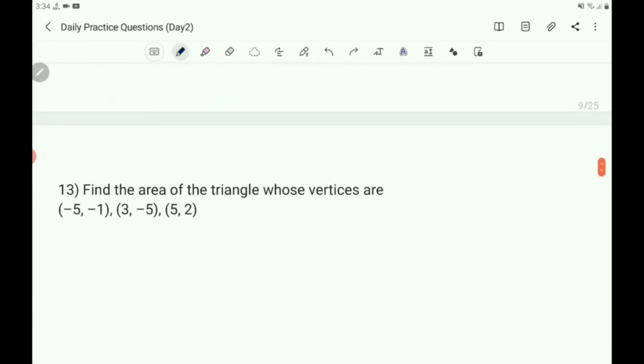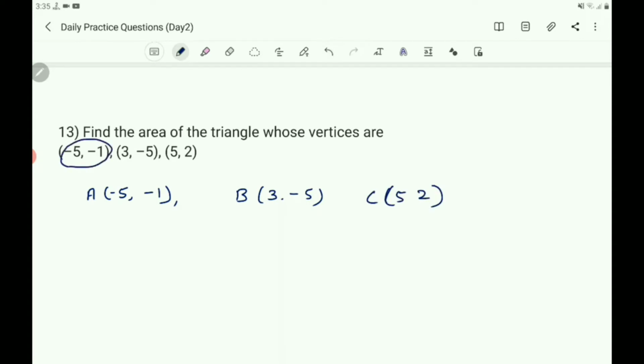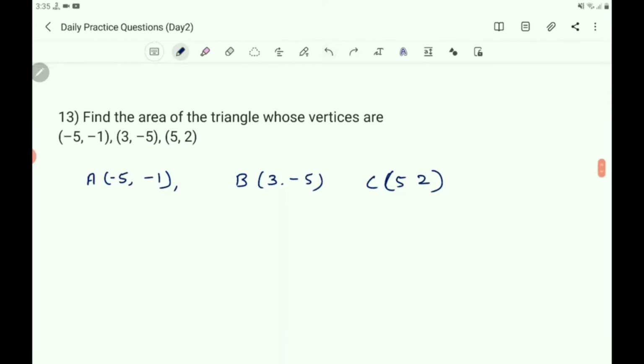Now let us take the next question. Find the area of the triangle whose vertices are (-1, -5), (-1, 3), (-5, 5, 2). So let us consider these are the 3 points A, B, C. A is (-5, -1), B is (3, -5) and C is (5, 2). These are the coordinates of the point A, the point B, and the point C. Now let us consider these two are x1, y1, these two are x2, y2, these two are x3, y3.